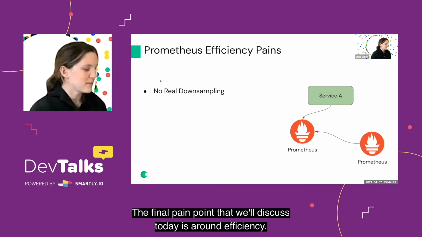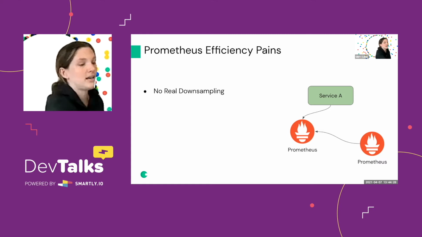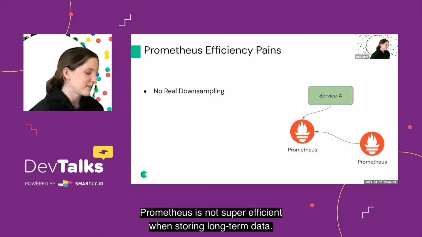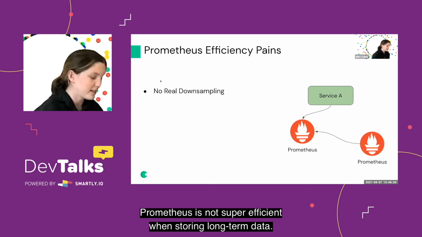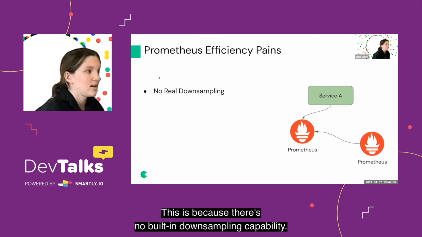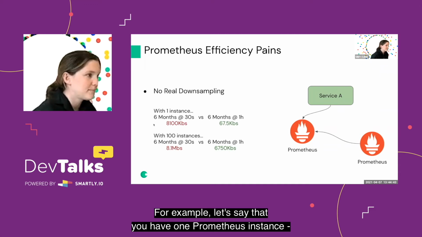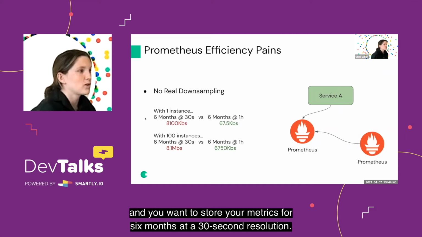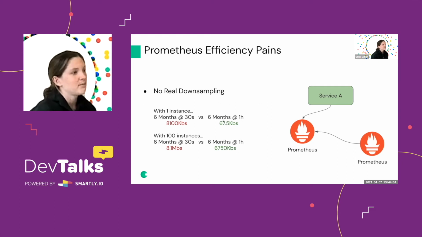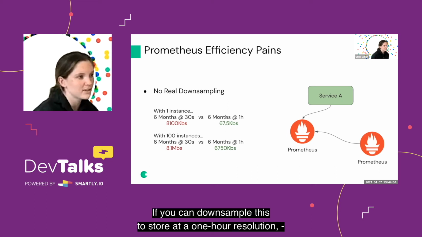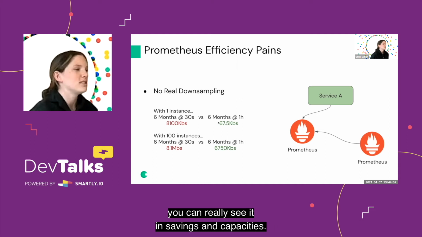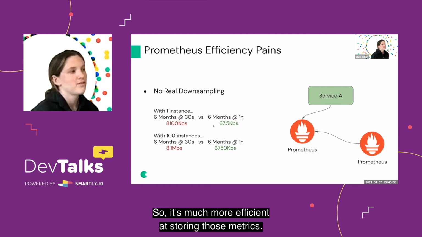And then the final main pain point that we're going to discuss today is going to be around efficiency. Prometheus by default is not super efficient when storing longer term data, and this is mostly because there are no built-in downsampling capabilities. For example, let's say you have one Prometheus instance, and you want to store your metrics for 6 months at a 30-second resolution. If you were able to downsample this to store at a 1 hour resolution, you would see big savings in capacity, so it would be much more efficient at storing those metrics.